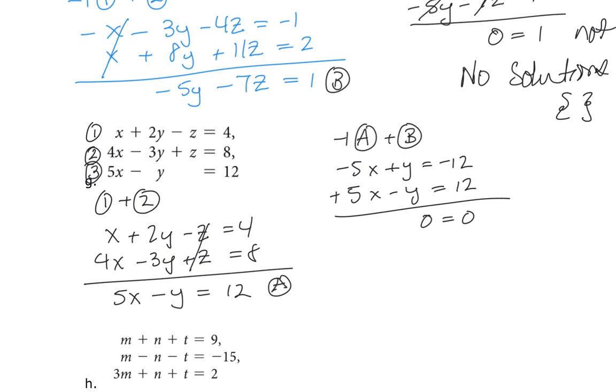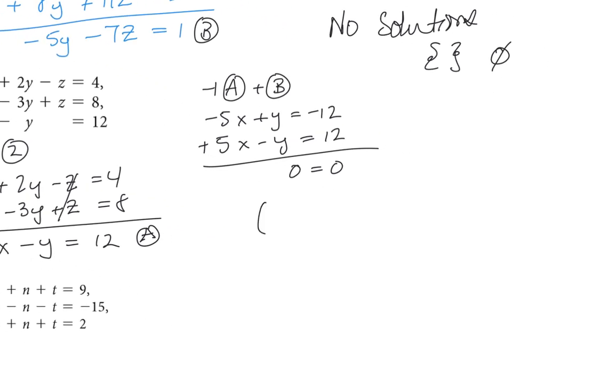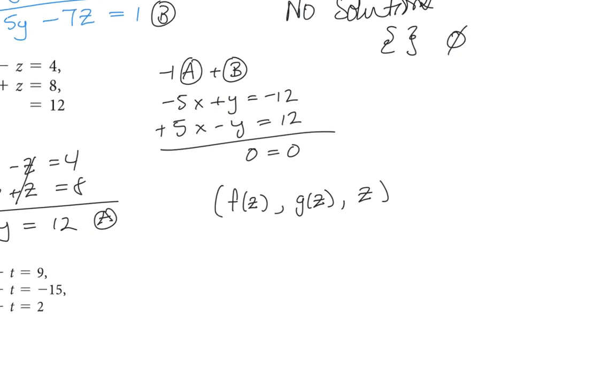And by convention, what I should have is some function of z in the x position, some function of z in the y position, and then z in the z position. So z is going to be equal to z. I'm going to take the third equation.